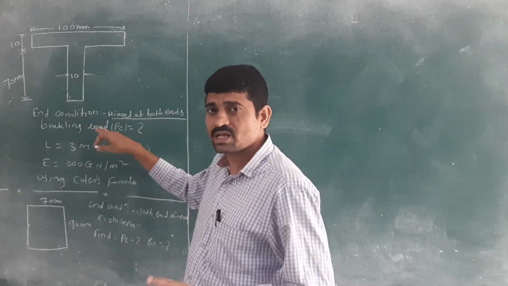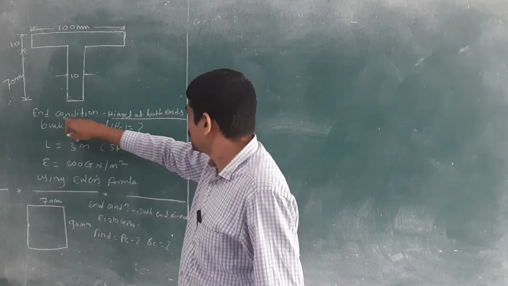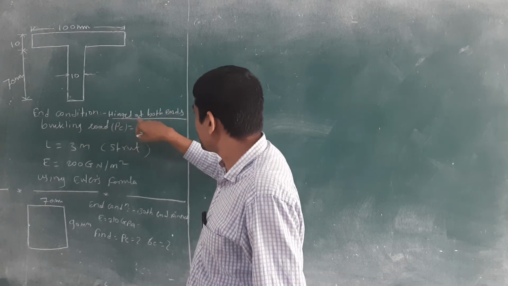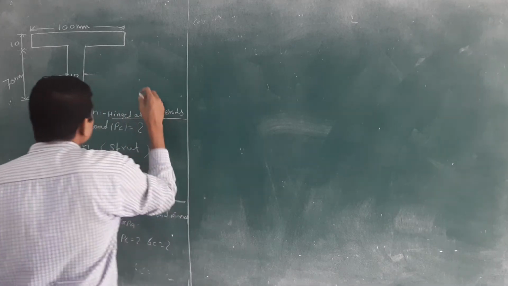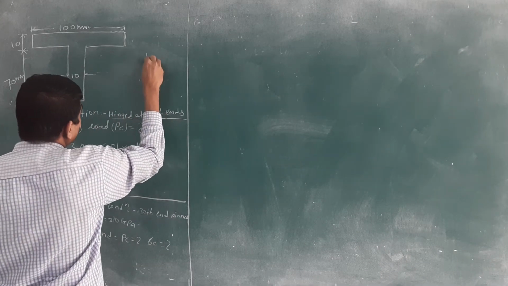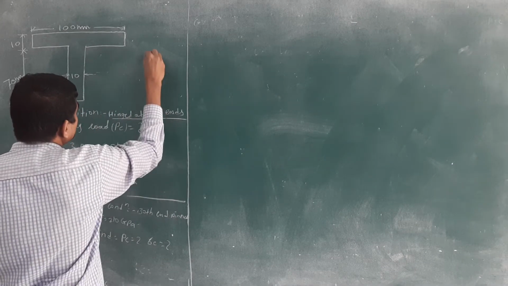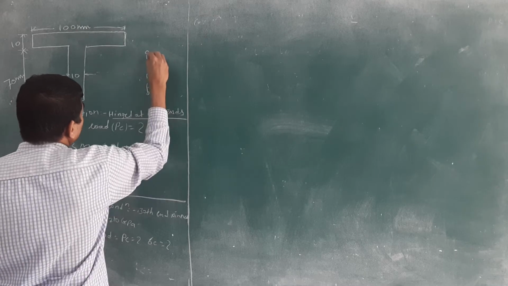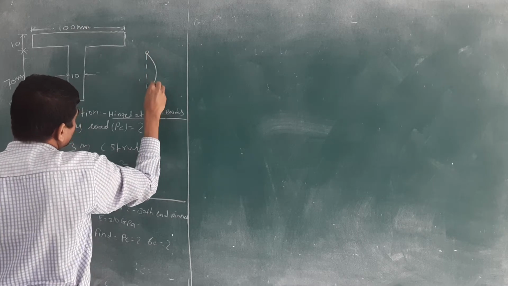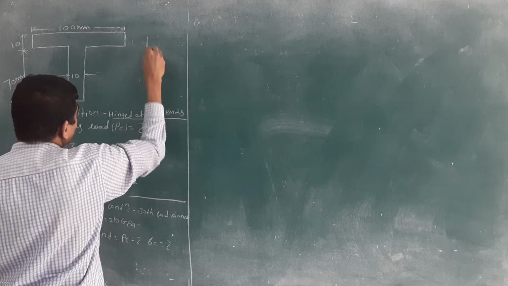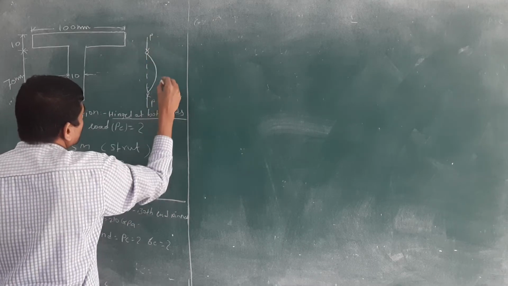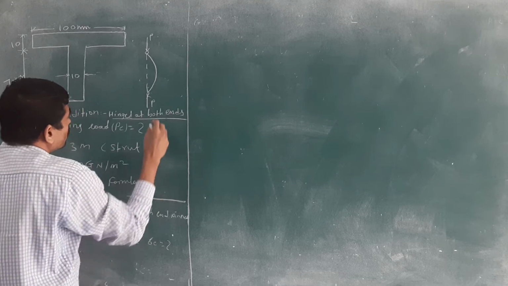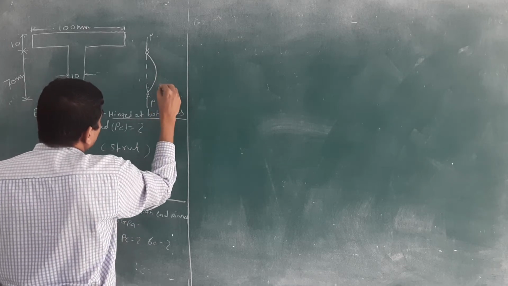See, we have seen there are four end conditions. Here end condition is given hinge at both ends. Okay, and what is the meaning of that? Hinge at both ends. We have seen this in the one table. In this table we have seen if the hinge at both ends, then what happens? What is the relation between the actual length and effective length?